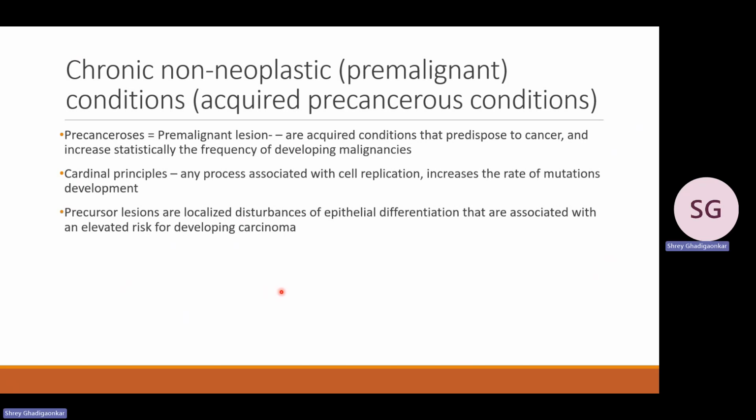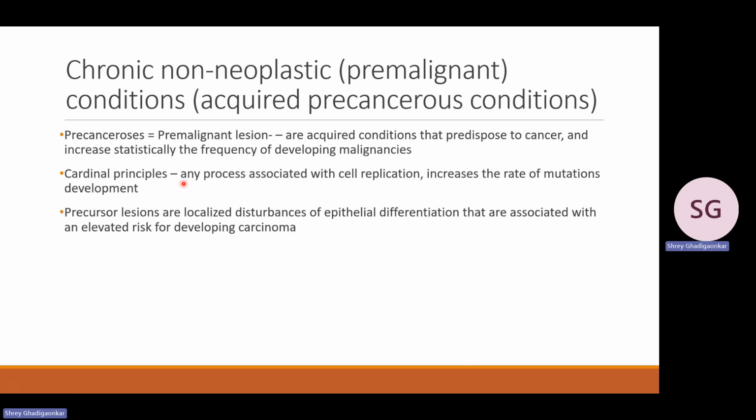The next one is chronic non-neoplastic conditions. So these are acquired precancerous conditions. So precancerosis, which is basically a pre-malignant lesion, are acquired conditions that predispose to cancer, and basically they increase the frequency of malignancies. You need to know a certain specific number of cardinal principles, which involve chronic neoplastic conditions.